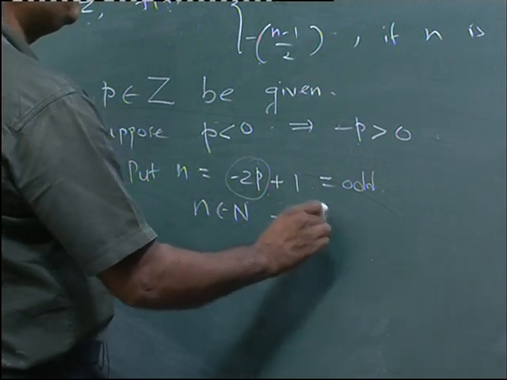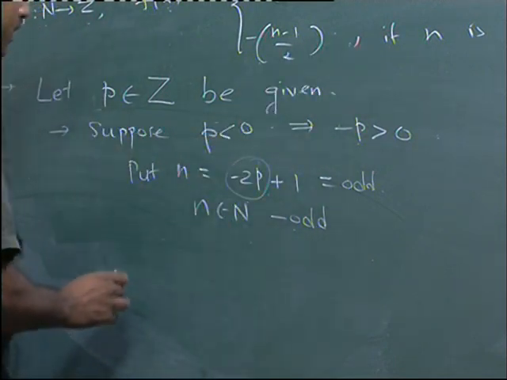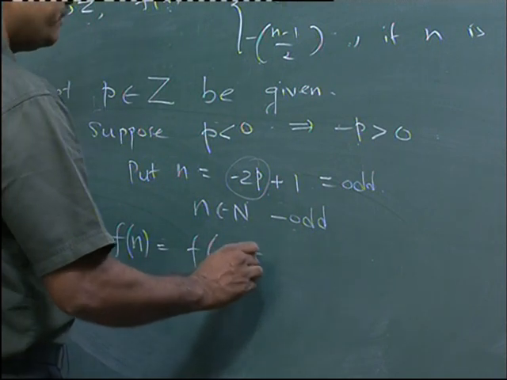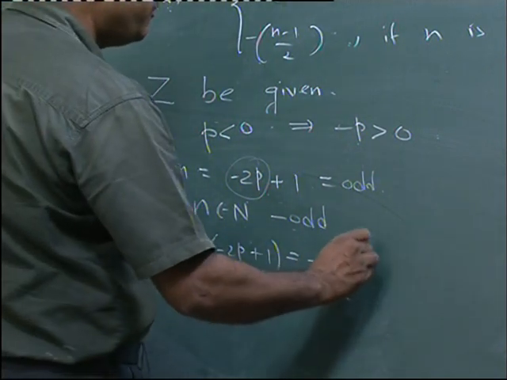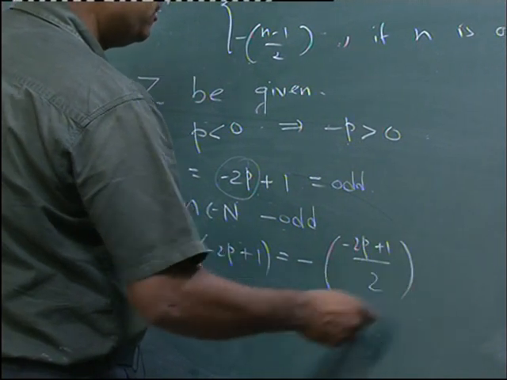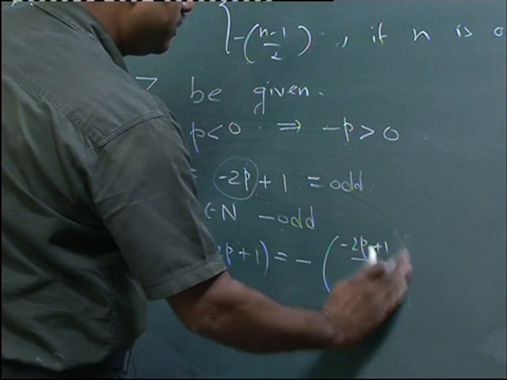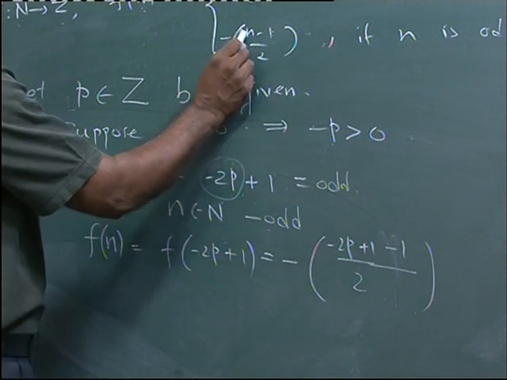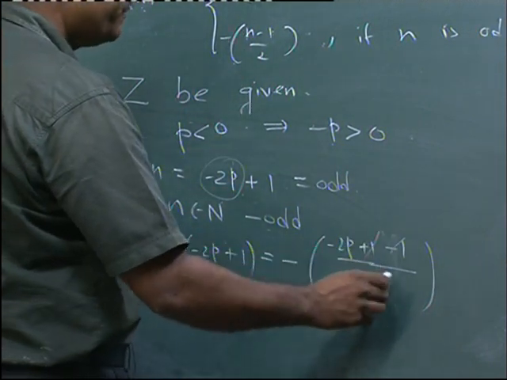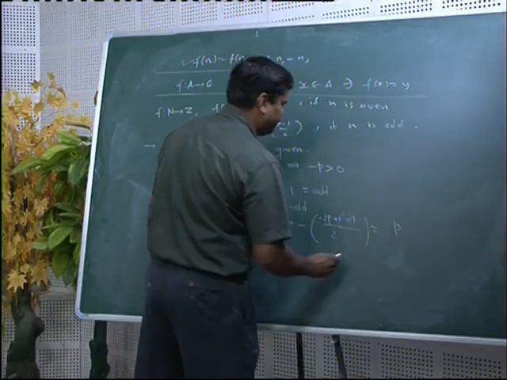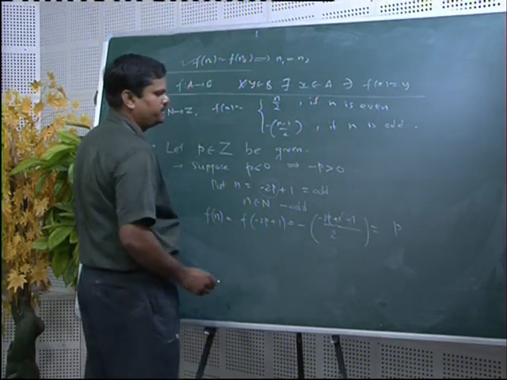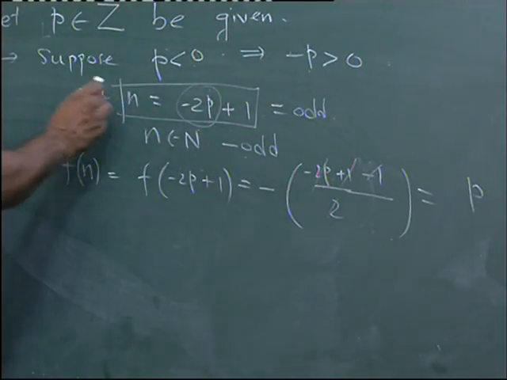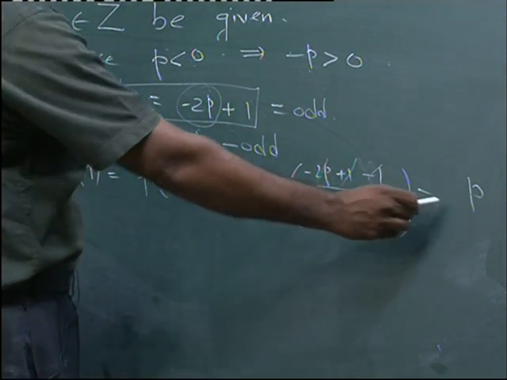So, for this odd natural number, I have to use this formula to find the value of the function. So, what is f(n)? f(n) means f of minus 2p plus 1. This is equal to minus of (minus 2p plus 1 minus 1) by 2. This minus 1 is there. So, putting the value of n here, the 1 gets cancelled, the 2 gets cancelled, and you will get plus p finally. So, for every p less than 0, I have obtained n equal to minus 2p plus 1, such that f(n) is equal to p.